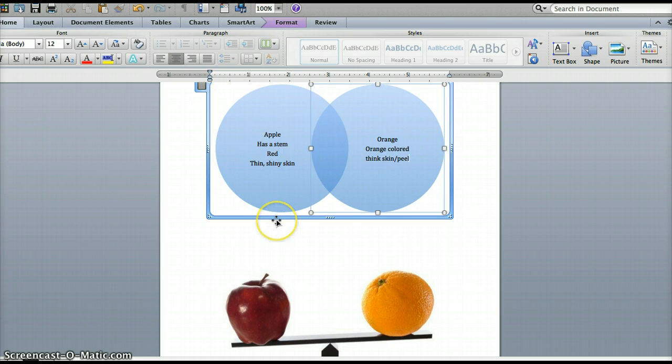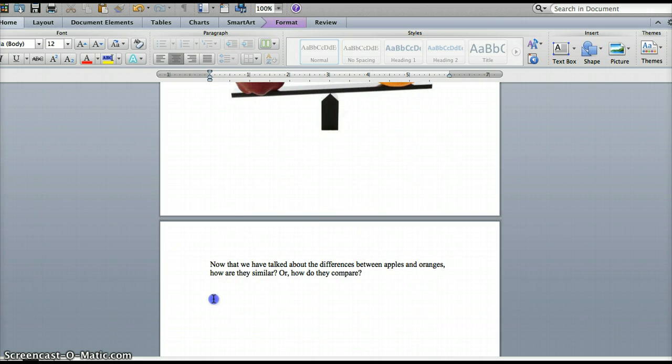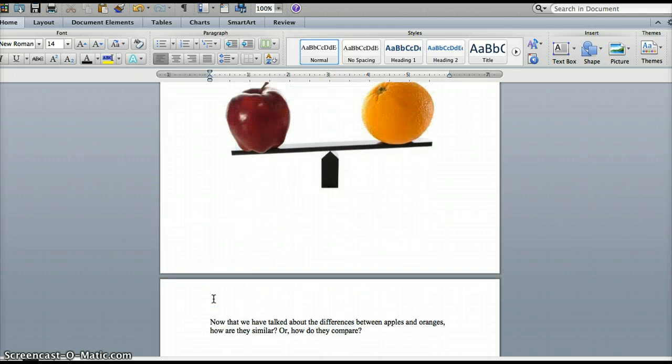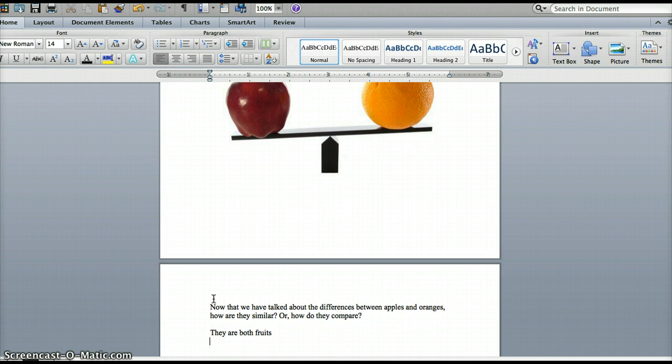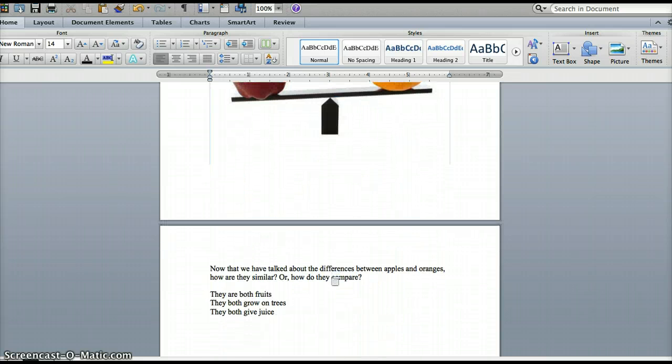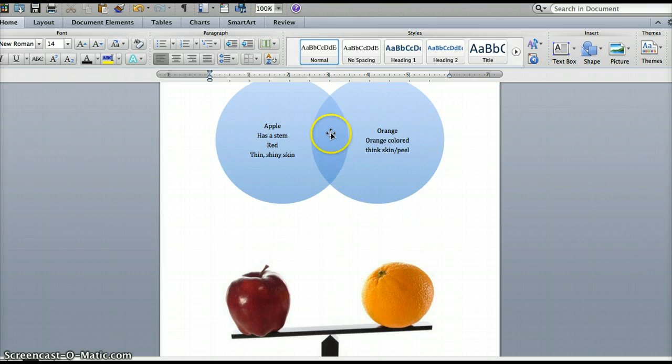Awesome. So now let's think about how they're similar. So they're both fruits. They both grow on trees. And they both give juice. So now what you would do to create a Venn diagram is the things that we just wrote here, that they're both fruits, grow on trees, and give juice, would go right here in the middle.